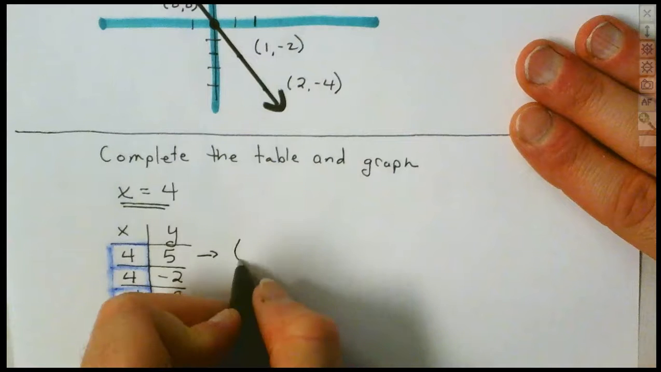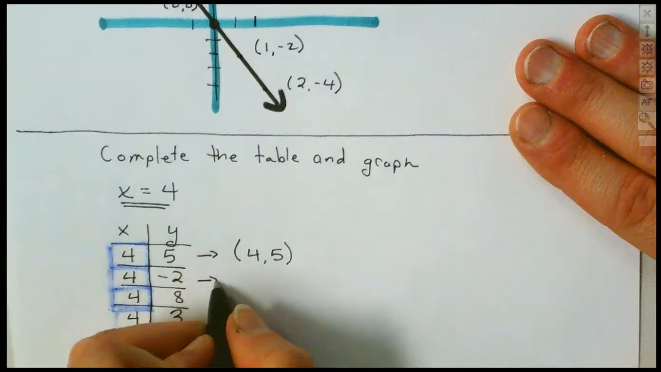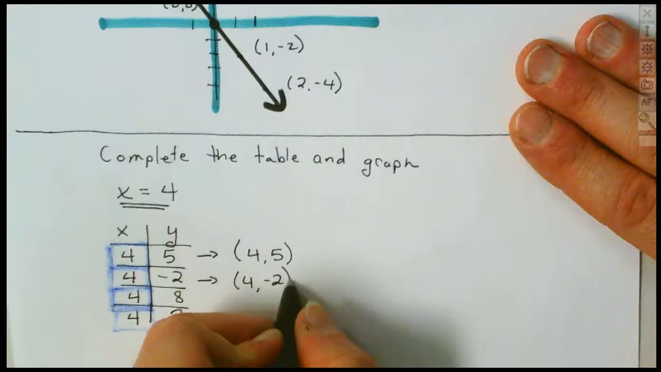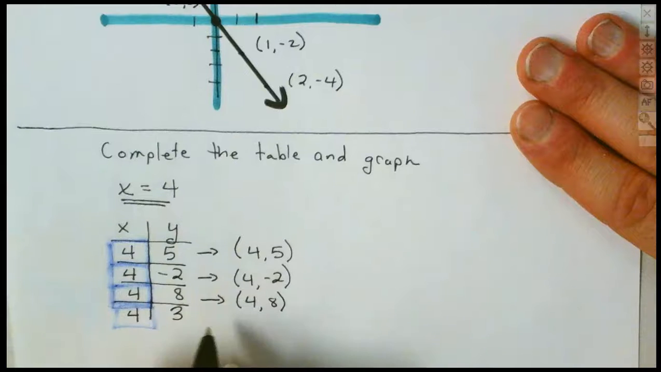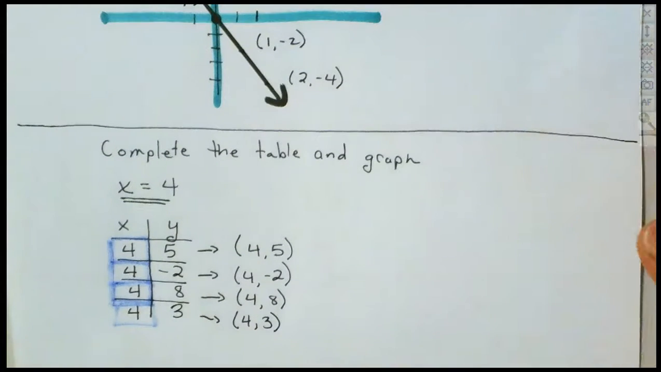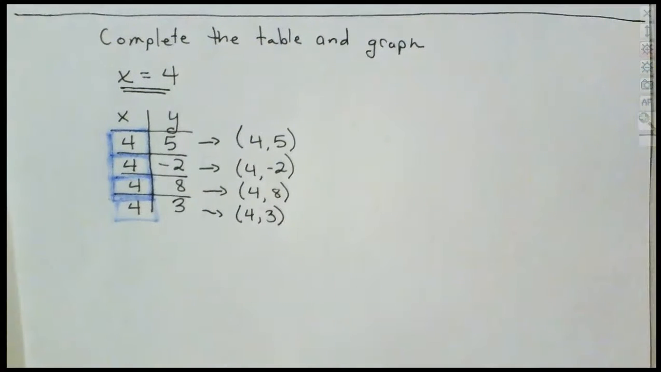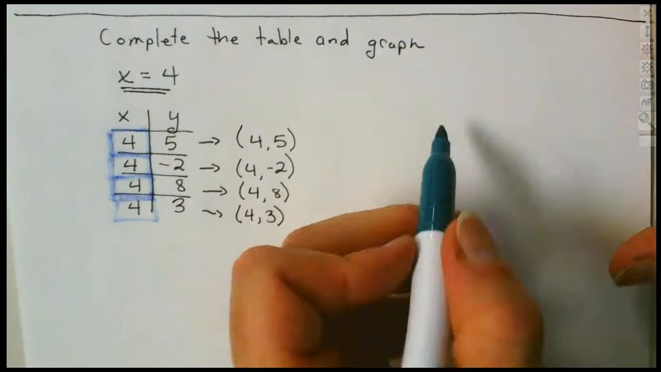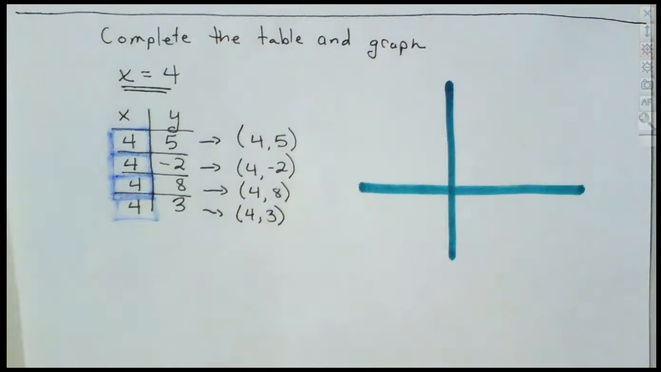So what would these look like as ordered pairs? Well, this would be 4, 5. This one would be 4, comma, negative 2. We've got 4, 8. And we've got 4, 3. When we graph them, they're going to make a line again. In this case, it's going to be a vertical line. So we'll plot our ordered pairs, and then we'll connect them together.